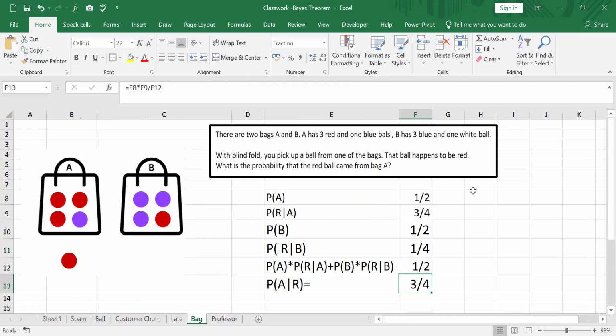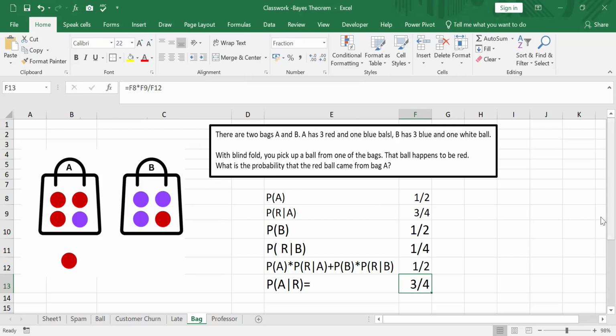There are two bags, A and B. A has 3 red and 1 blue, and B has 3 blue and 1 red, 1 white. So this is bag A, 3 red, 1 blue. This is bag B, 3 blue and 1 red.